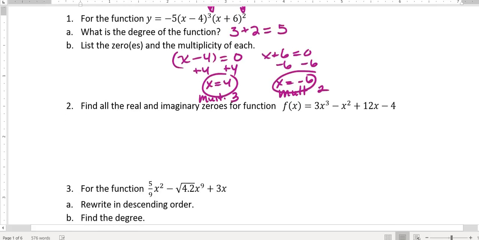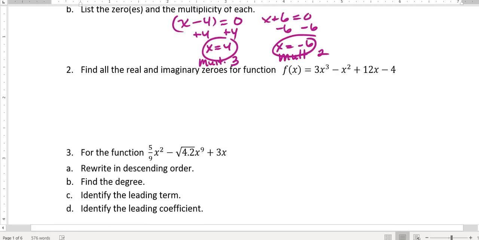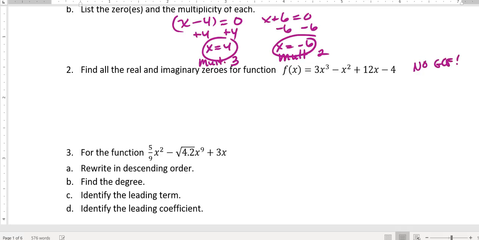Number 2, find all the real and imaginary zeros for the function. First, we're going to look for the greatest common factor. There is no greatest common factor, but I always check that. And then I factor it.